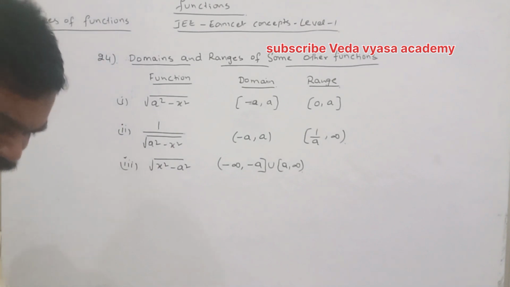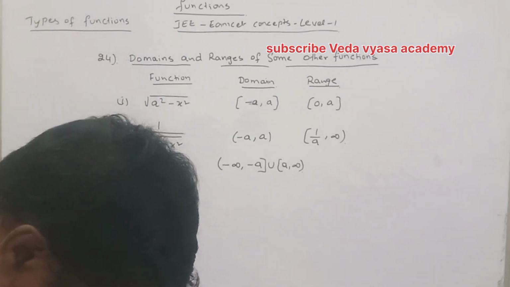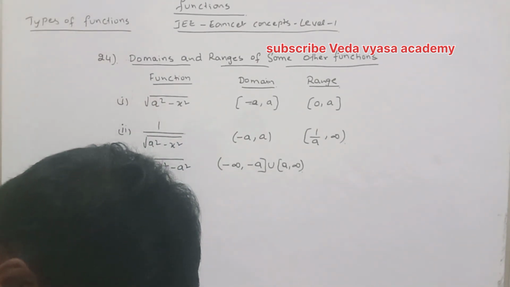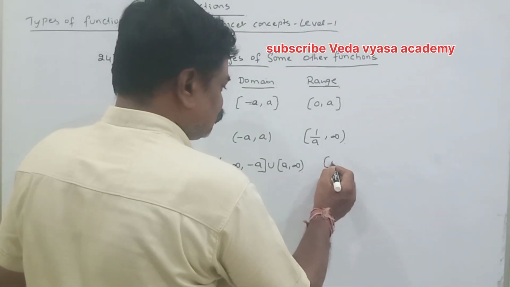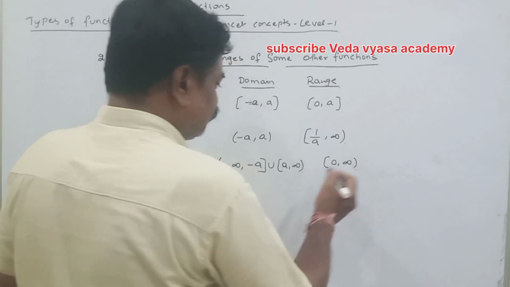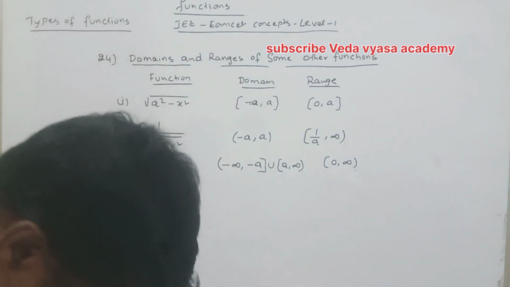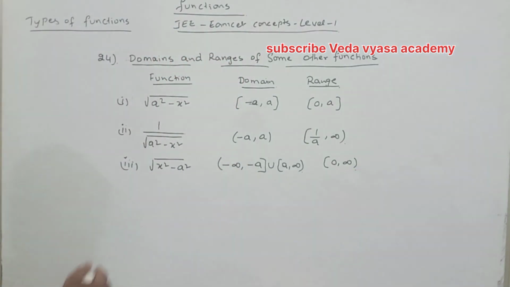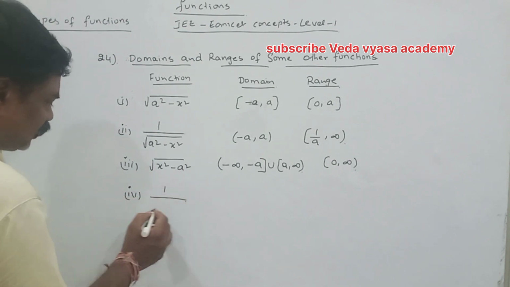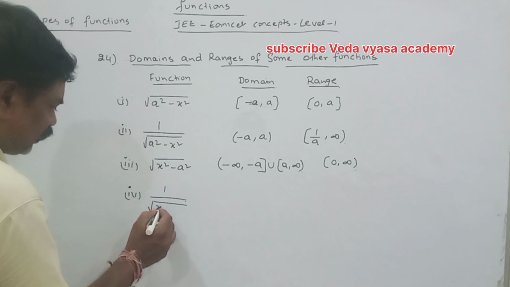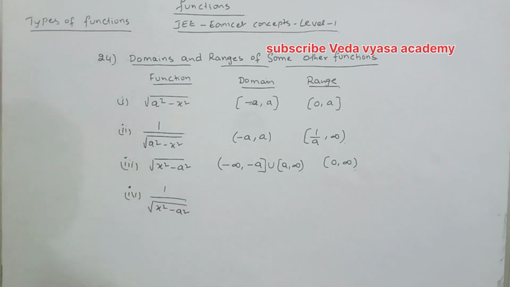And the range of the function is closed interval 0 to infinity open. And this one, fourth one, this is 1 by root over x square minus a square.